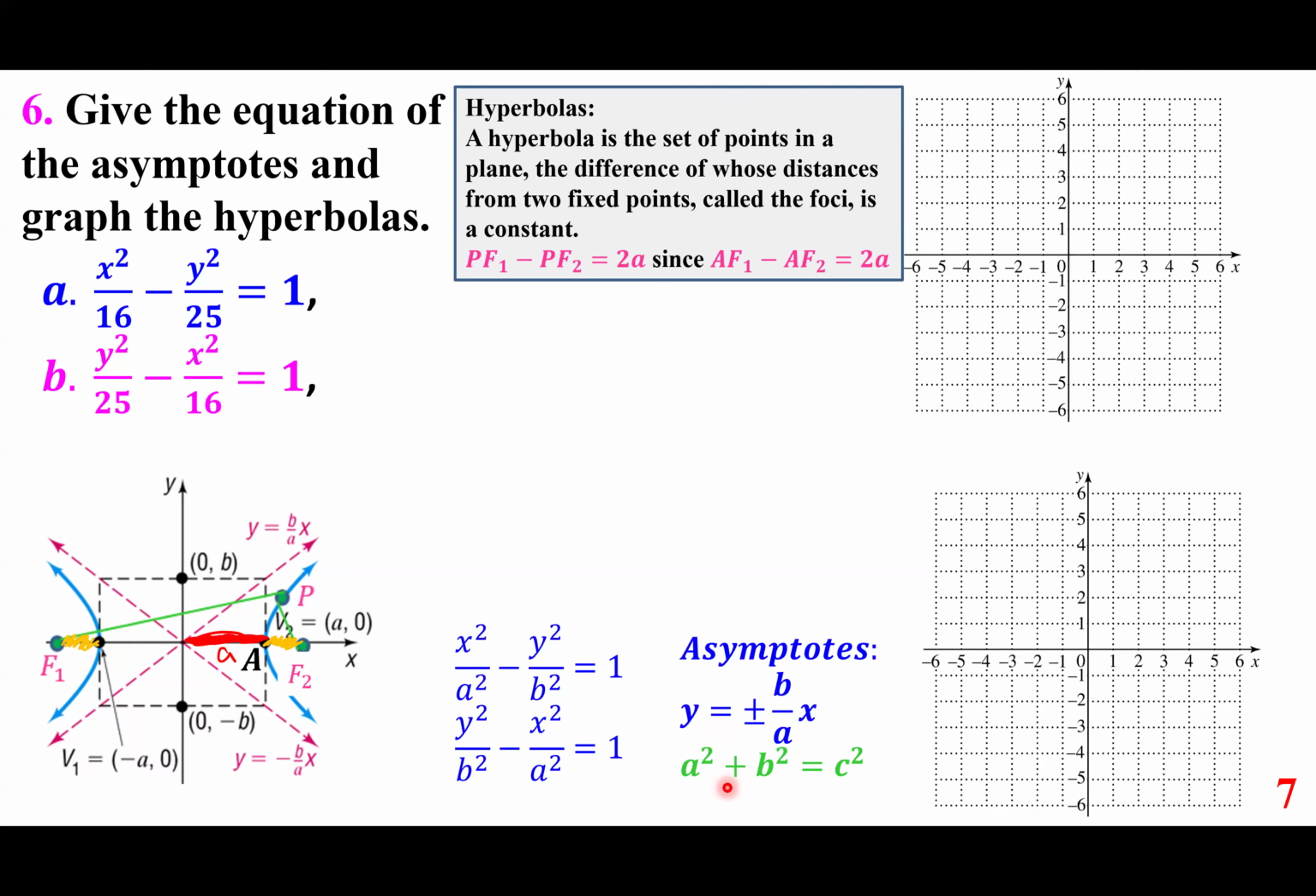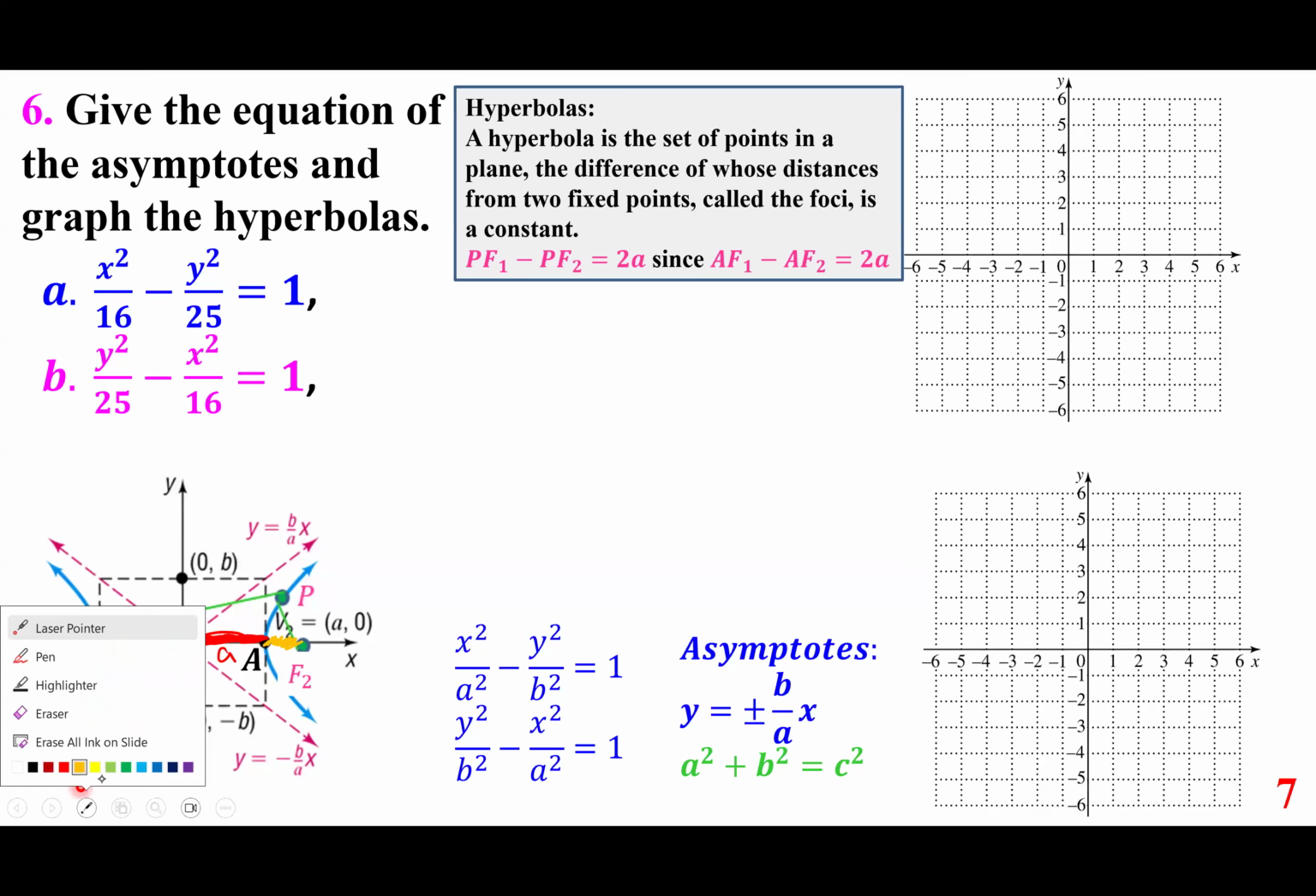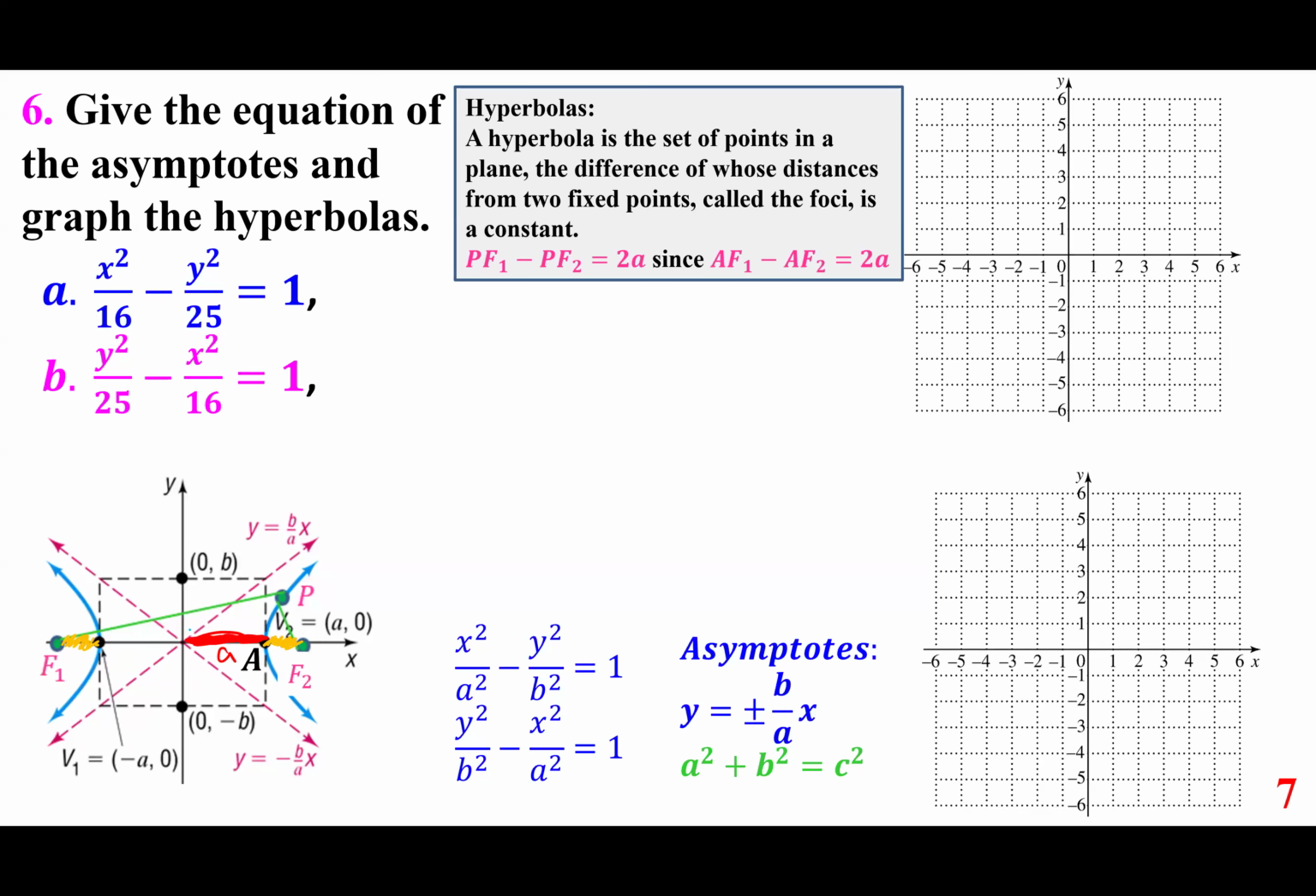So let me show you. This is the distance a. This is the distance b, everybody. And from here to here, or from here to here, this distance or this distance is c. So c is always larger than a and b. And so a squared plus b squared remains c squared. It doesn't matter whether it opens sideways or opens up and down.